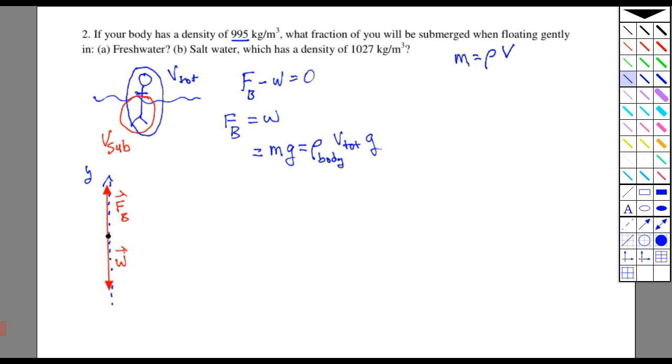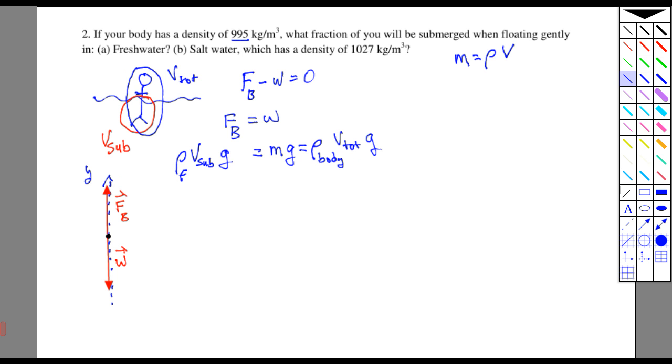And the buoyancy force is equal in magnitude to the weight of the volume of water which is displaced, which is equal to the volume of the part of the person which is submerged. So we can write this as the density of the fluid times the volume of the submerged person, which is equal to the volume of the water which is displaced, times the acceleration due to gravity.